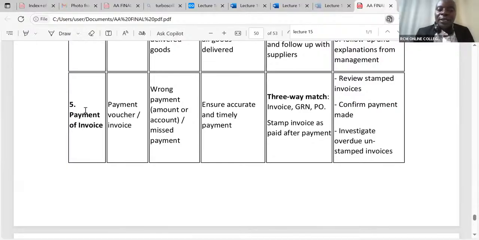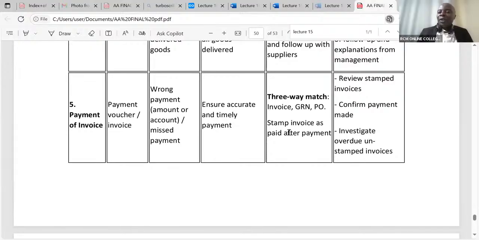And remember now, as an accountant, as a CFO, you shall do a 3-way match. You look at the invoice raised or given to you versus the goods received note versus the purchase order. These are very good control activities, 3-way match. Ensure that all invoices are stamped as paid. Every time you pay an invoice, it must be stamped paid. After payment, always stamp them.